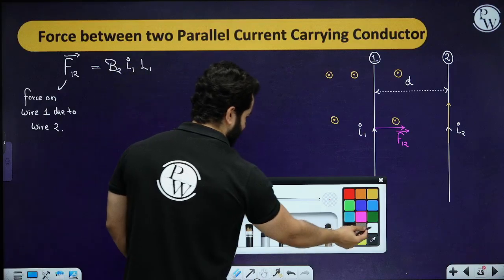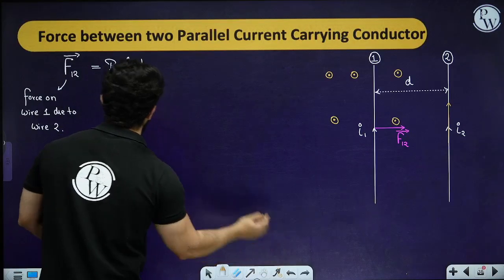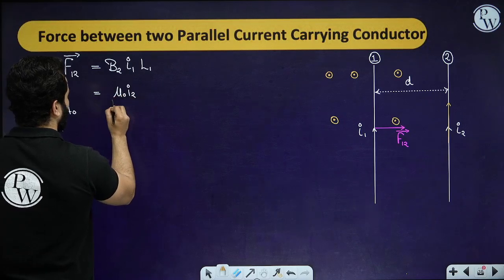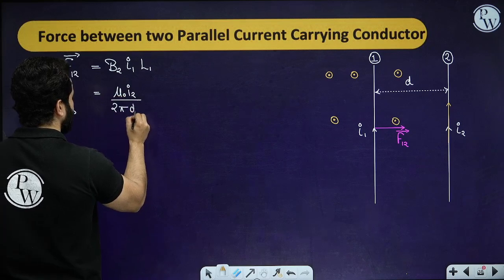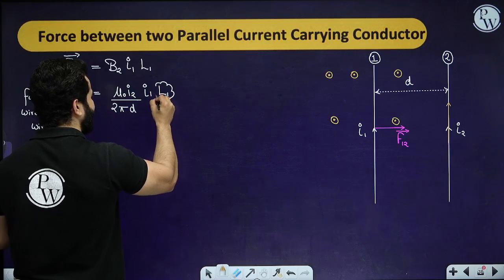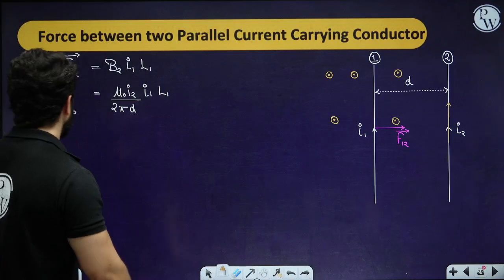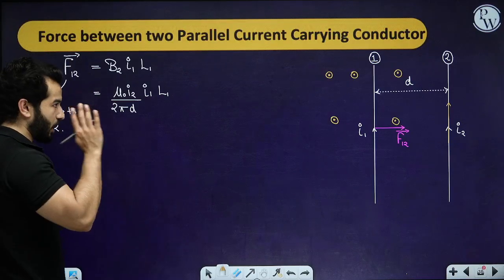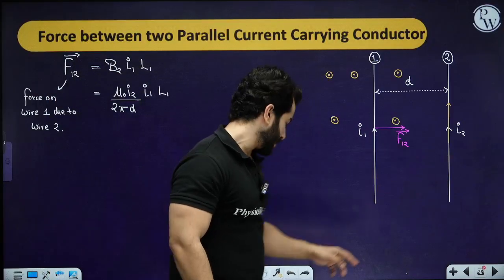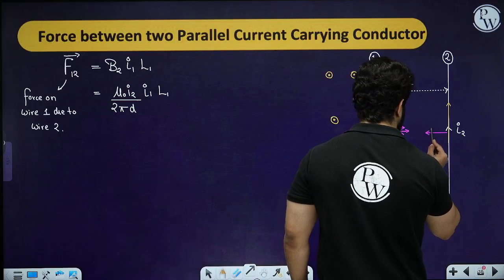And this will be written as B2 will be written as mu naught I2 upon 2 pi d, into I1 times L1. What is this L1? This L1 is nothing but some length we are assuming on this wire. Now let me break this question in two parts. If this wire is applying a force on this wire, then wire 1 will also apply a force on wire 2.